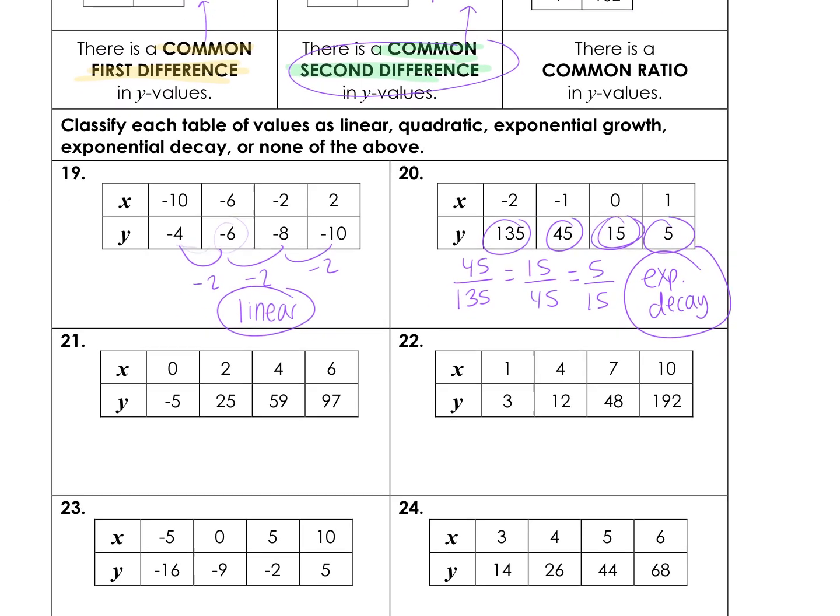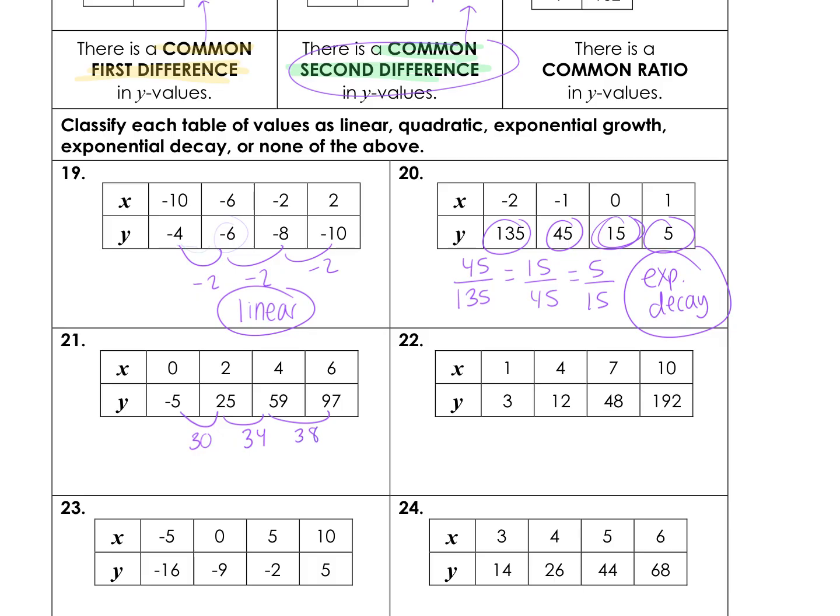Okay, this one looks like it's not linear. We are not going up the same amount every time. Let's look at those first differences. So we're going up 30. Then we're going up 59 minus 25 is 34. Then we're going up 97 minus 59 is 38. Those are not the same, so it's not linear.